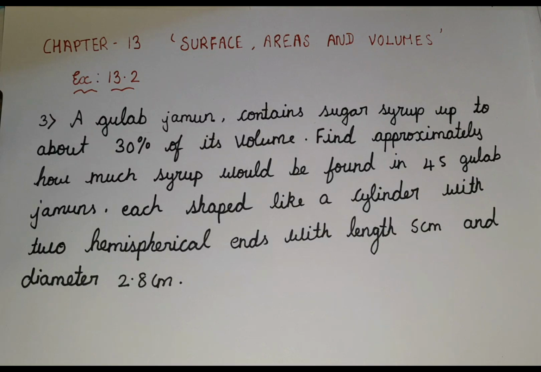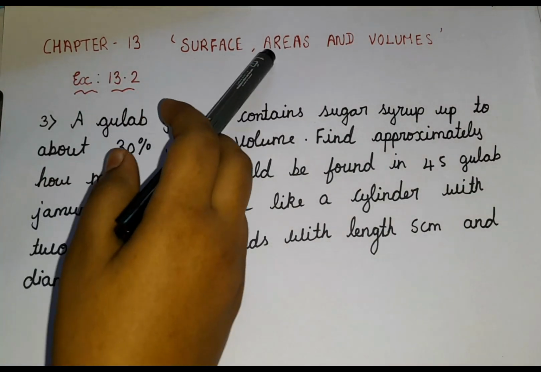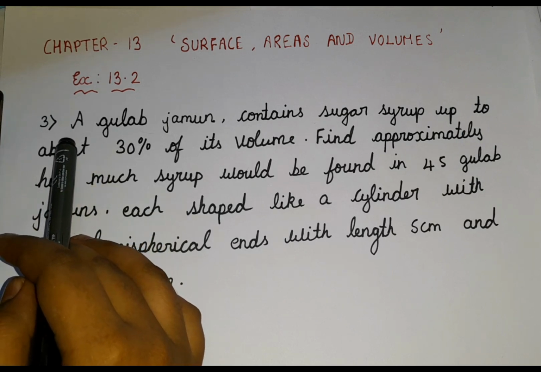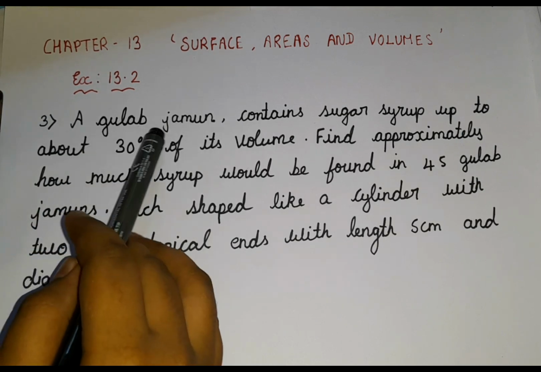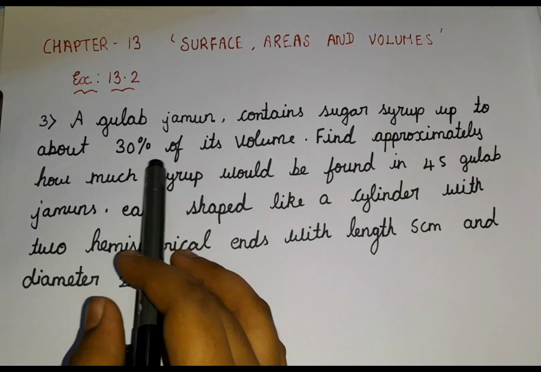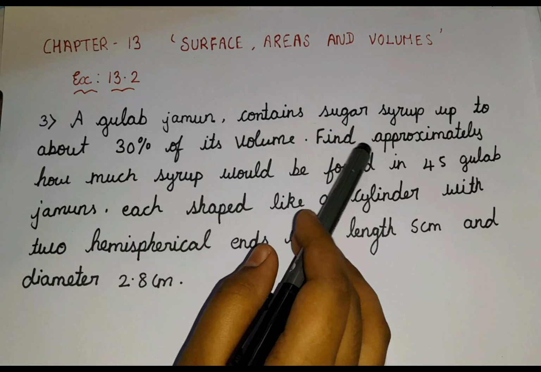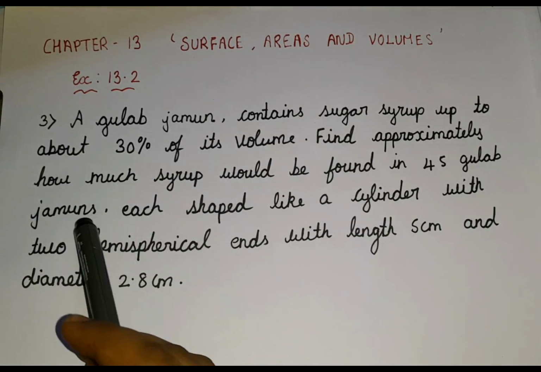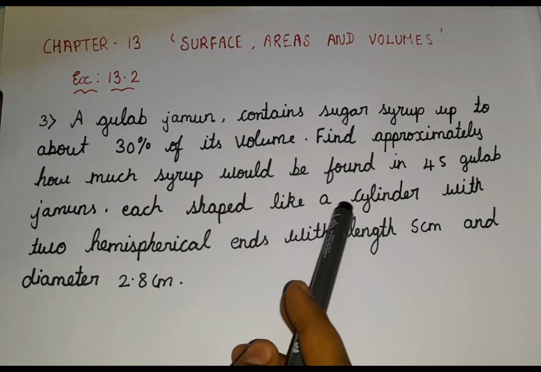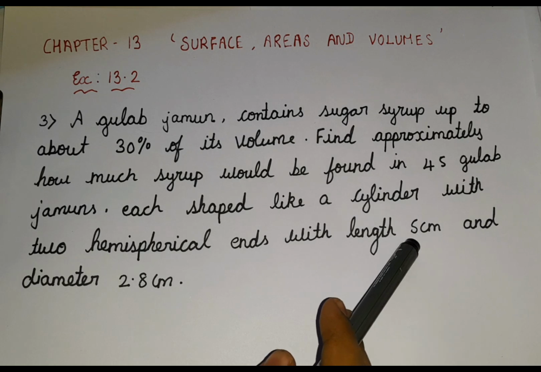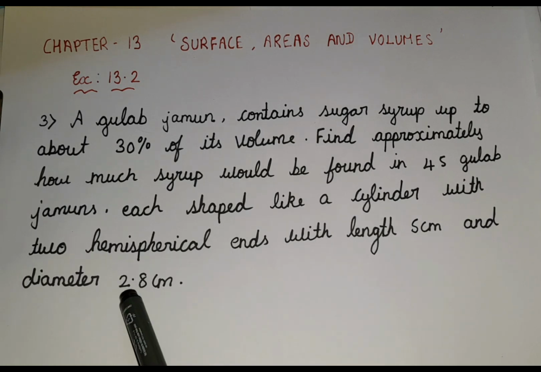Today we are going to be learning Chapter 13 Surface Areas and Volumes, Exercise 13.2, third question. Alright, now let's read the question. A gulab jamun contains sugar syrup up to about 30% of its volume. Find approximately how much syrup would be found in 45 gulab jamuns, each shaped like a cylinder with two hemispherical ends with length 5 cm and diameter 2.8 cm.